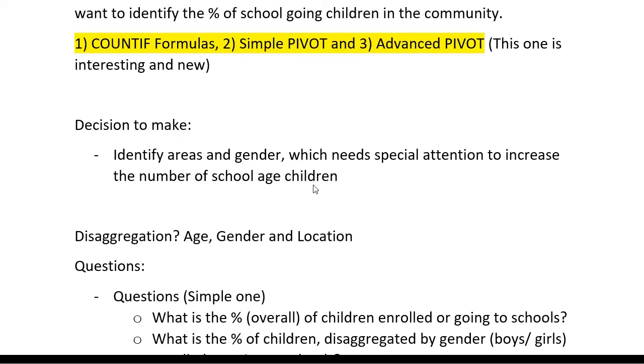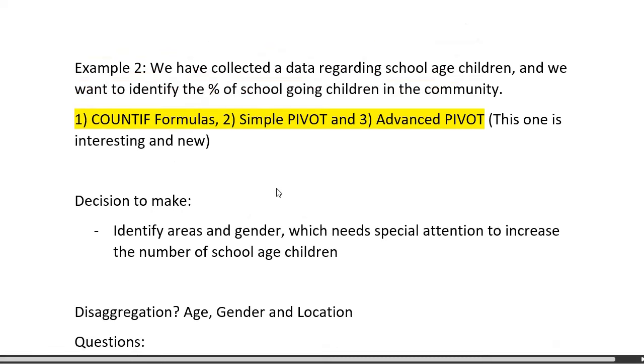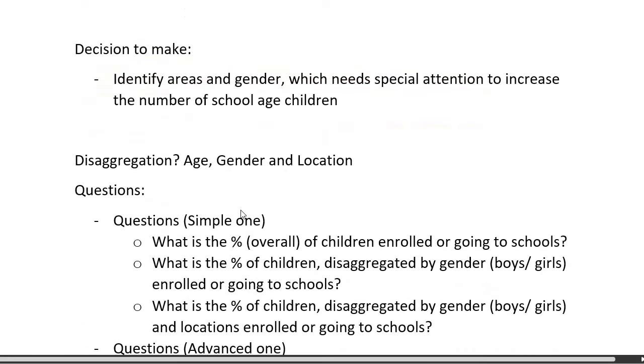Now, first of all, when this decision has to be made, what would I need? I would need to collect data regarding school age children from that specific community. Now, what would be the disaggregation that I would need for this decision making? Simply, we would need age-wise data, data by gender and by location.